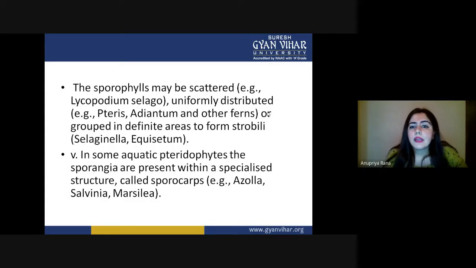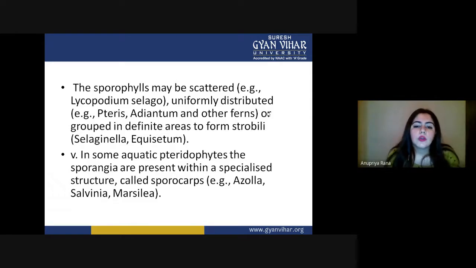Sometimes they are uniformly distributed in Pteris and Adiantum and other forms, or sometimes they are grouped in definite areas to form strobili, as in Selaginella and Equisetum. So sporophylls can be of three types: scattered, like Lycopodium and Selago; uniformly distributed, in the case of Pteris and Adiantum; and grouped in a definite area to form strobili, as in Selaginella and Equisetum.